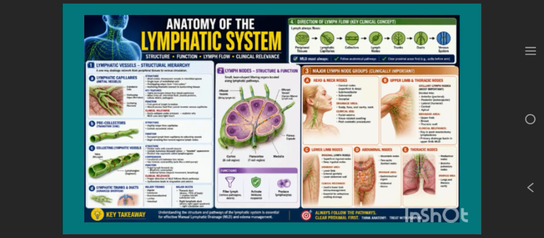What is the clinical use here? First is facial edema. Second is sinus-related swelling, which we can treat. And third, post cosmetic procedures. These are the clinical cases. Next we will discuss upper limb and thoracic nodes.